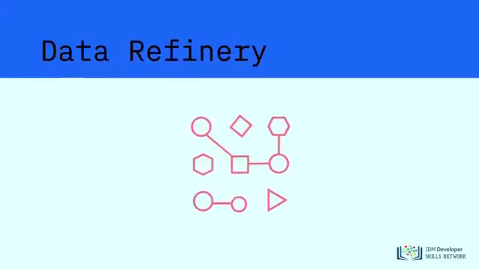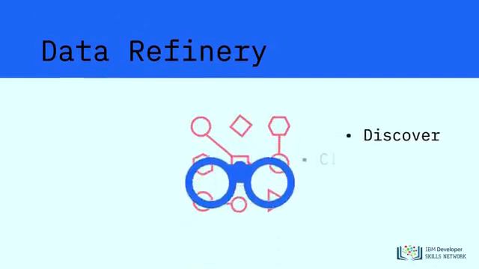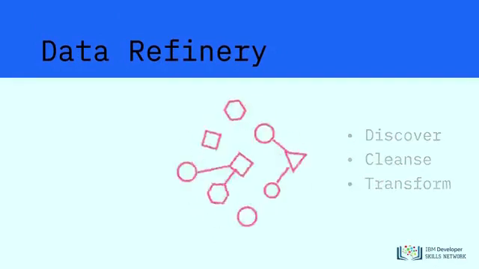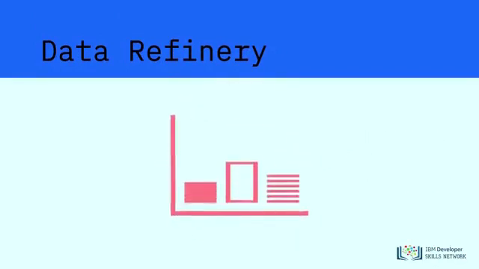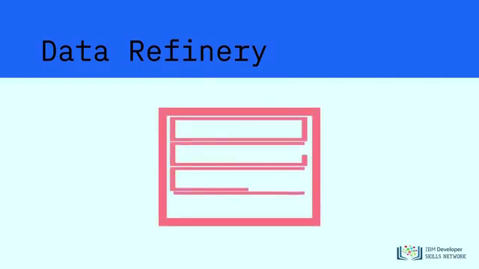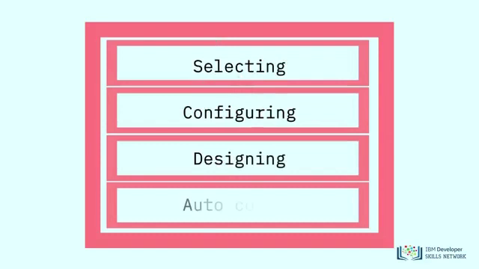In Watson Studio, you can interactively discover, cleanse, and transform your data using Data Refinery. It helps you understand the quality and distribution of your data with built-in charts and statistics, and provides visualized results through interactive dashboards. Watson Studio includes an intuitive drag-and-drop interface that enables a non-programmer to speed up the model building process by visually selecting, configuring, designing, and auto-coding neural networks.